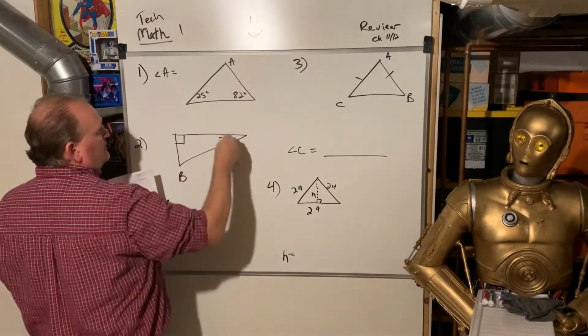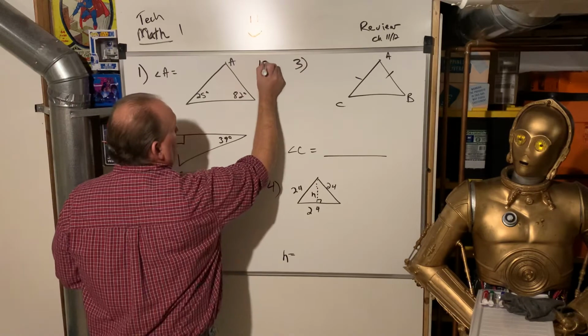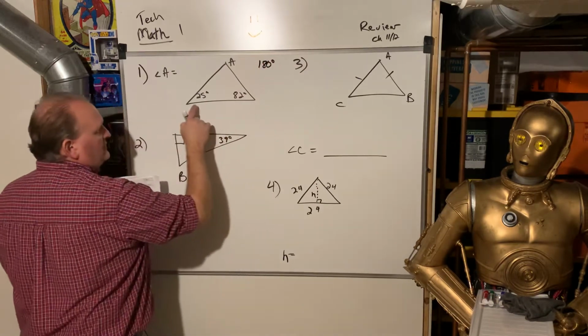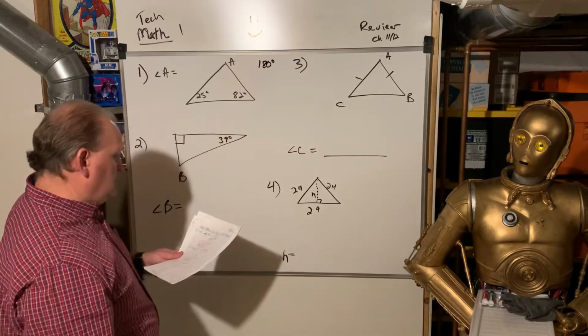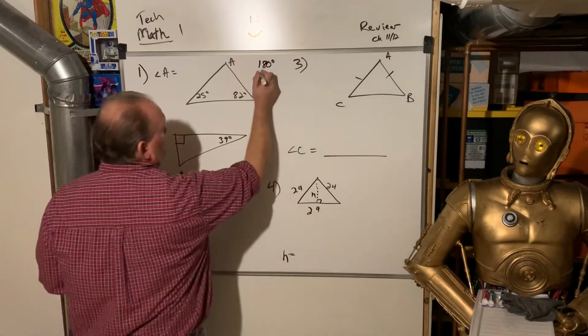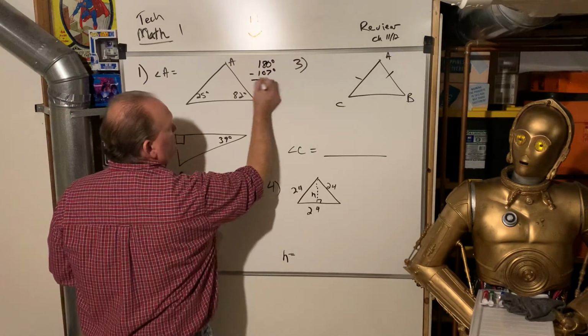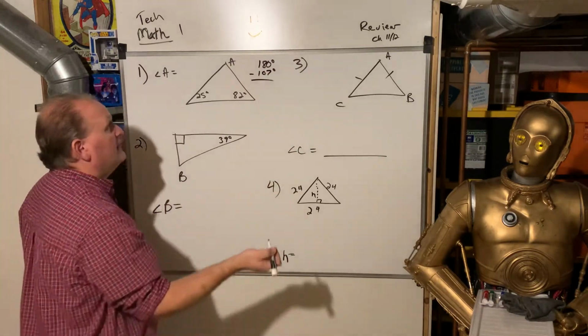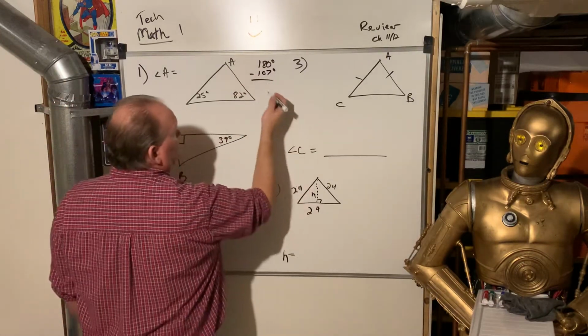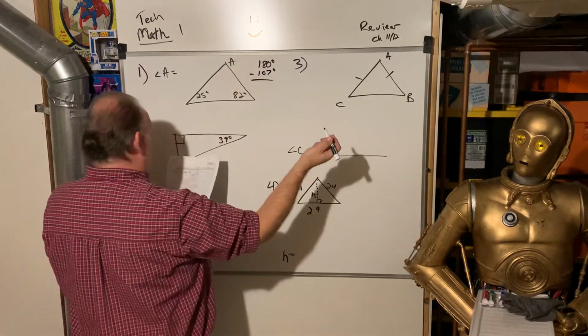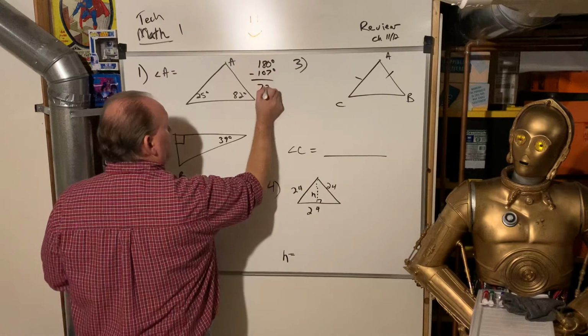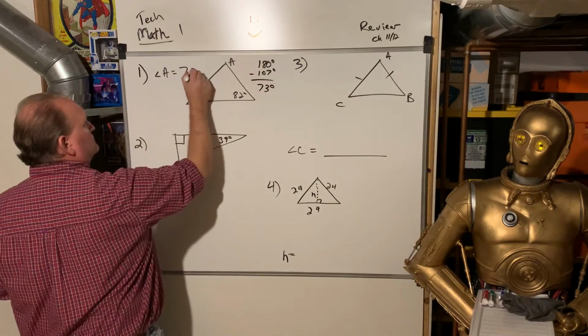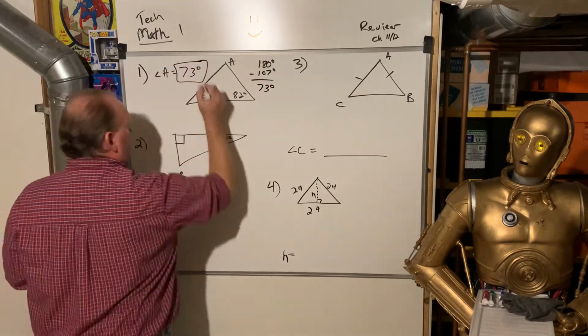So interior angles of a triangle have to add up to 180 degrees. So you just add the 25 and the 82. That gives you 107. And then you just subtract the 107 from the 180. And so, what is that, 73 degrees? And that's it. So that's a quick one.